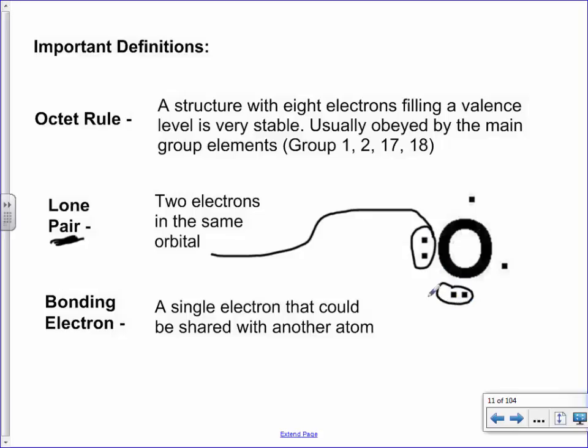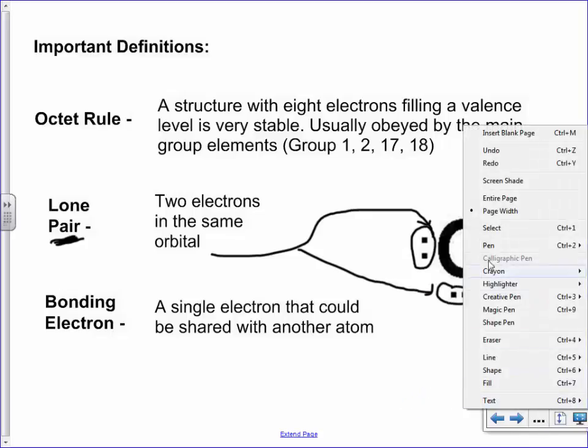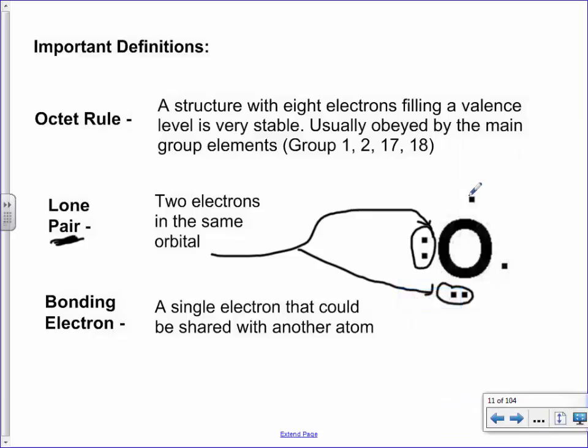Here is another lone pair. This guy right here is also a lone pair. The other definition, if you're not a lone pair, you're a bonding electron. See how right here is a single electron? Bonding electrons are the singles. And from what we seem to understand, it's the single electrons that are really the key to how matter sticks together.